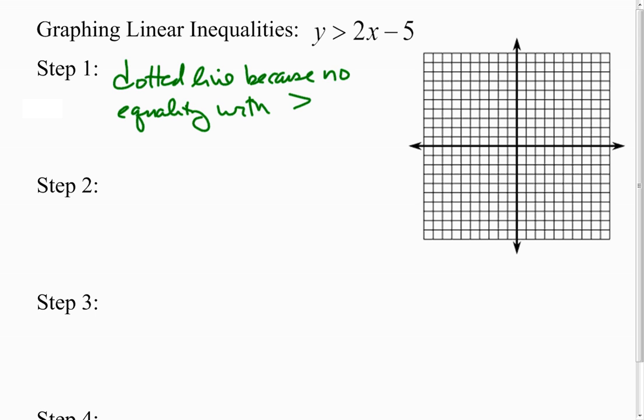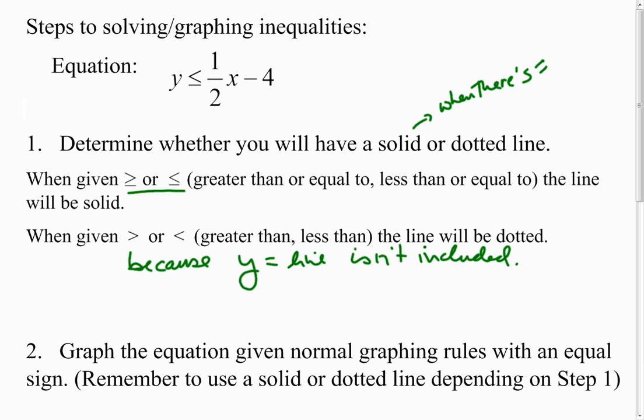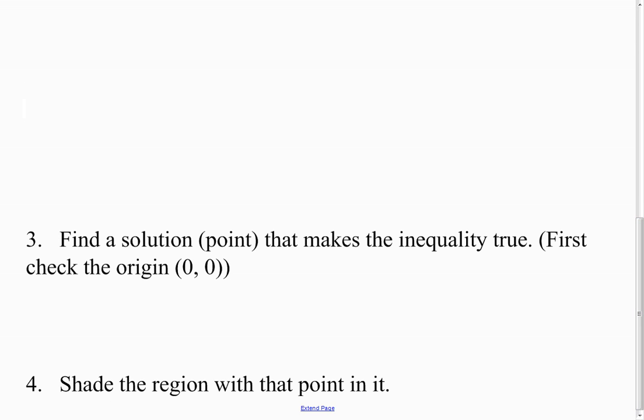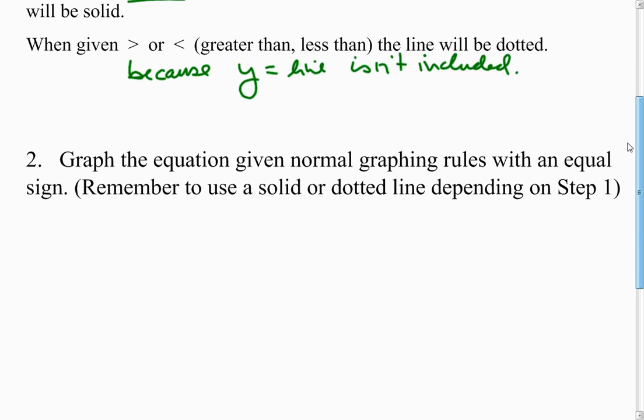Step 2, we're going to graph this. So slope is 2, technically 2 over 1. Your y-intercept is at 0, -5. Oops, I skipped step 3 before. Let's back up one step, sorry. So step 3 would be find a solution point that makes the inequality true. So first check the origin 0, 0. So back here, you know what, let's do this.